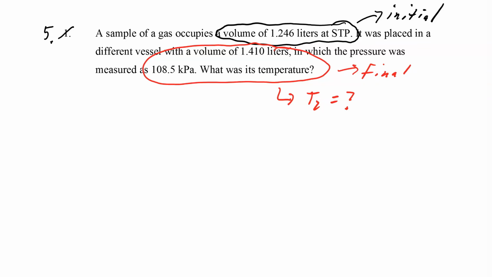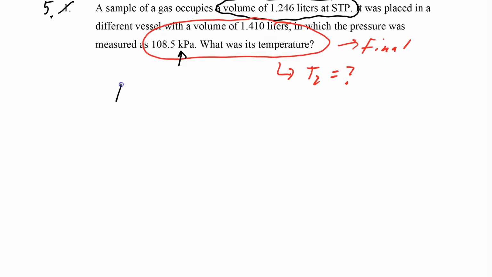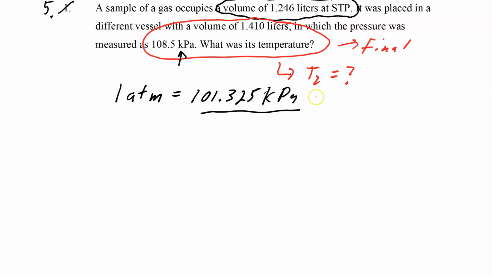The other thing that's different about this problem, otherwise it's exactly the same as problem number 4, is that we have a weird unit here for pressure, kilopascals in particular. Pascal, of course, is the SI unit for pressure, and since we're looking at standard pressure for our initial state, what is standard pressure in kilopascals? Well, we will get that from a table or some reference. 1 atmosphere is 101.325 kilopascals. So we're going to use this number for our P1.